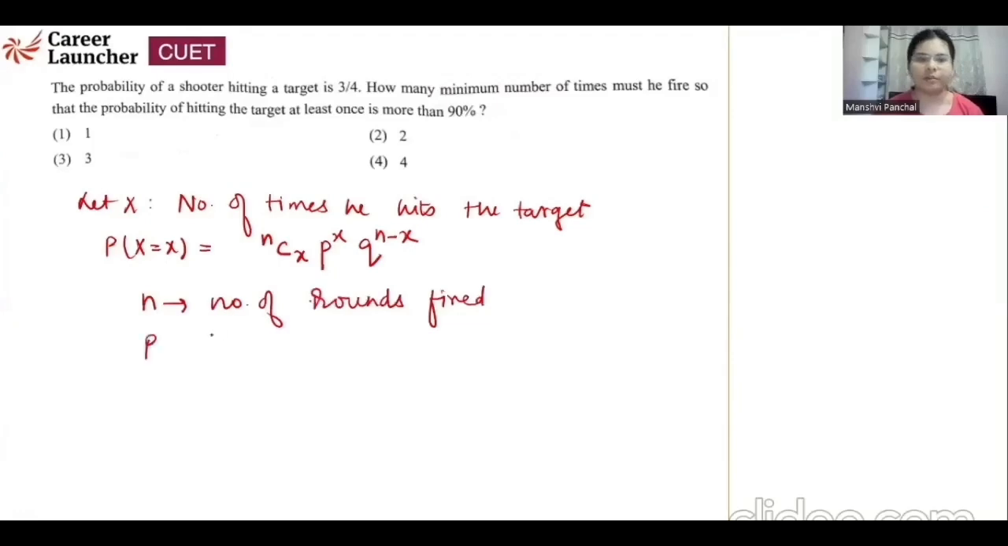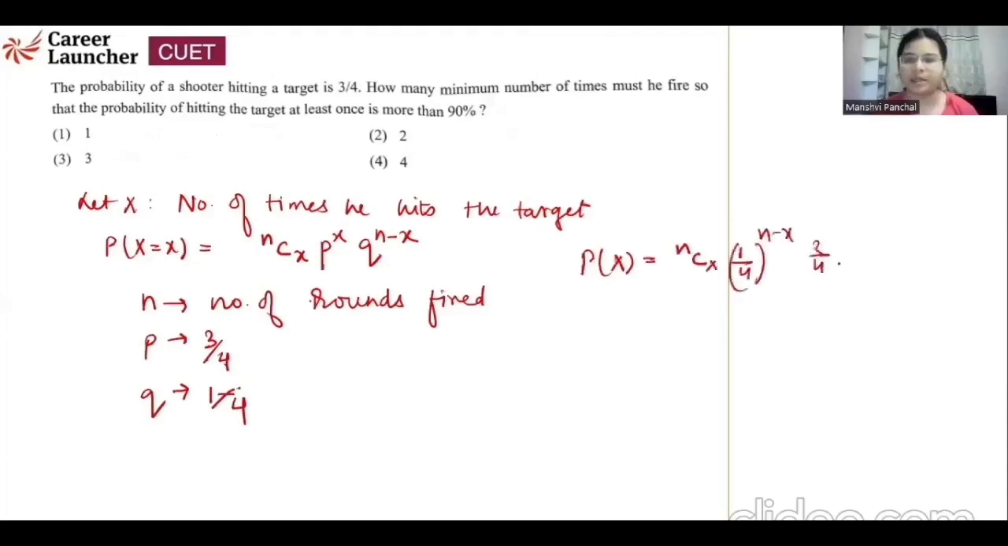Your p is the probability of hitting the target, which is given to you as 3/4, and q will be 1 minus p, which means 1/4. So P(x) will be equal to nCx (1/4)^(n-x) (3/4)^x. According to the question, it is saying that hitting at least once is more than 90%. It means P(x ≥ 1) is greater than 90%.